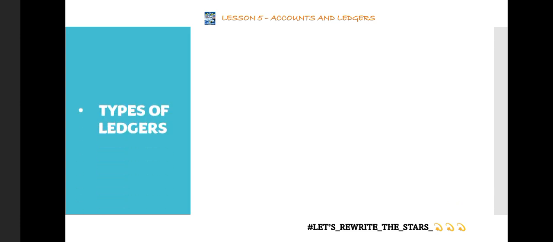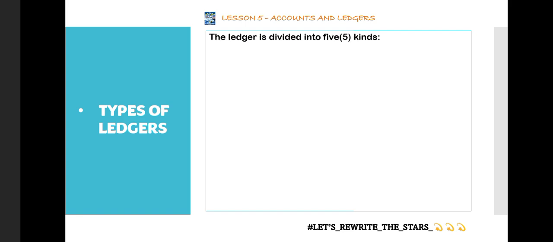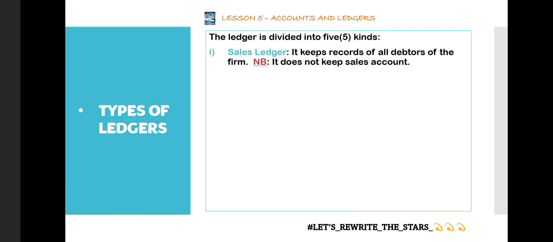So let's move on to the types of ledgers. We have just five different types of ledgers. The first type is the sales ledger. Now, what does the sales ledger do? It keeps records of all the debtors in the firm.